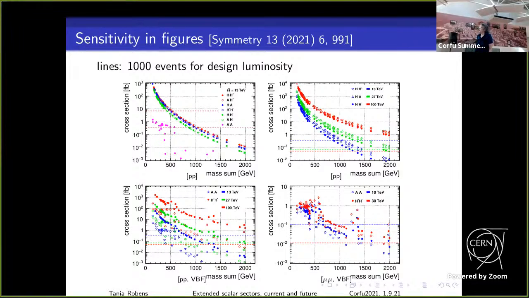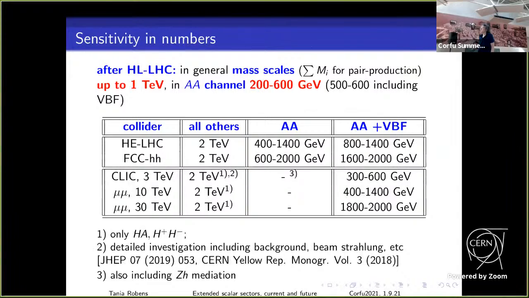But you see, especially for this AA channel, which was kind of hopeless here, and we didn't even plot it here anymore, now things are getting more interesting, and the reach really gets expanded, including these VBF type structures. And on the right-hand side, we played the same game for muon colliders. Again, the structure here is not so clear, so you don't have this clear falling behavior. But on the other hand, at 30 TeV, you're basically covering nearly the whole mass range we were looking at. So this is the same in numbers.